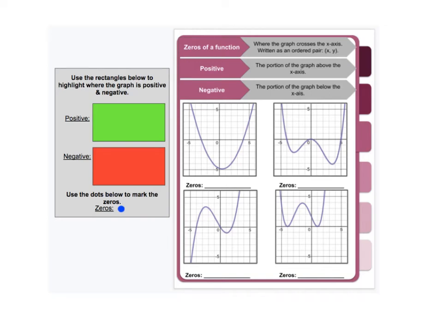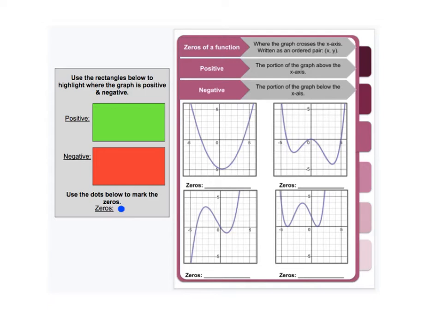Hello, in this video we are talking about the zeros of a function and when a function is positive or negative. The zeros of a function are where the graph crosses the x-axis, and we write them as an ordered pair, x, comma, y. If your graph is positive, it's the portion of the graph above the x-axis. The negative portion of your graph is the portion of your graph below the x-axis.